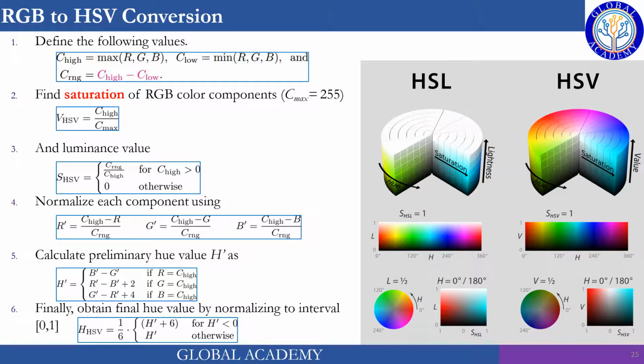Then you can normalize it, and using this concept you can compute the preliminary hue, and the final value of hue is computed using a normalized version of this preliminary value. So there are 6 steps, but we have a variety of functions in OpenCV and other image processing libraries in Python, so it's not important. You just need to learn what the use of HSV and HSL is and what the use of RGB is.